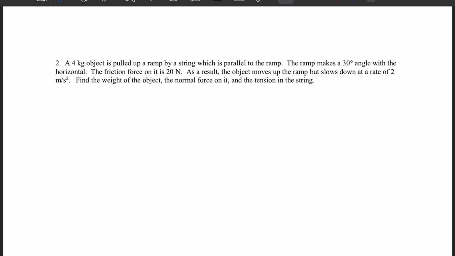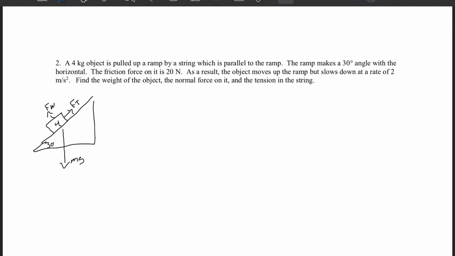All right, number 2, we've got a 4 kilogram object being pulled up the ramp by a string. The ramp makes a 30-degree angle. Force of friction is 20. Since it's going up the ramp, now force of friction is down the ramp because friction fights motion. It's in the opposite direction of the motion. Friction is 20. It's going up the ramp, but it's slowing down.